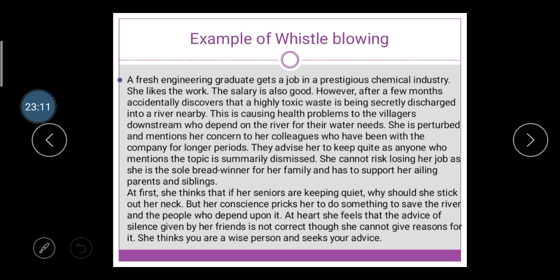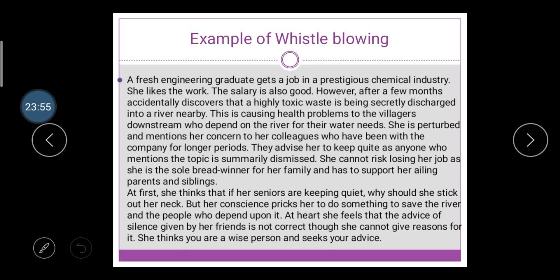So here is a girl who is newly working in the chemical industry, and she knows about the unethical practices done by the company. She informed her colleagues, and her colleagues told her to keep silent, keep quiet, and not inform anybody regarding this type of thing. So she also has a fear of losing her job, because she is the only person who earns for her family.